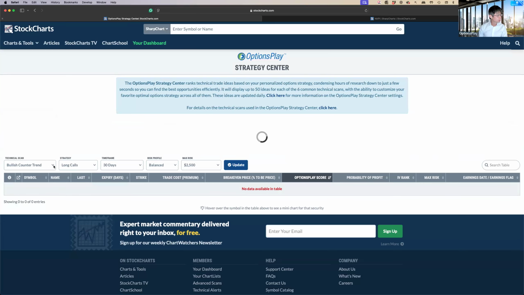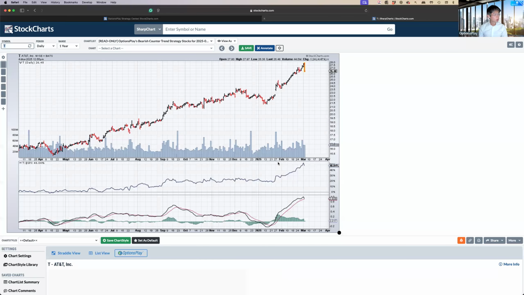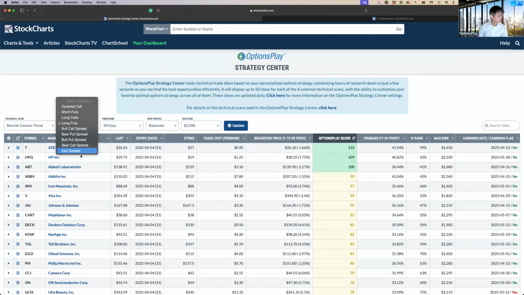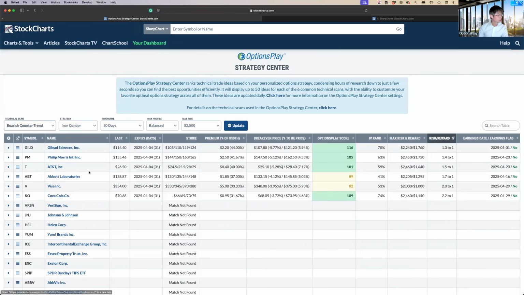So for example, let's look at bearish counter trend again, right? And I think AT&T was one of the ones that we were looking at. So, when do stocks tend to consolidate that are best for iron condors? They tend to do that after they make big moves in a short period of time, right? After stocks make big moves in a short period of time, that's when they tend to have a period of consolidation. So from my perspective, if you want to use iron condors, the best thing to do is to combine them with something like a counter trend strategy.